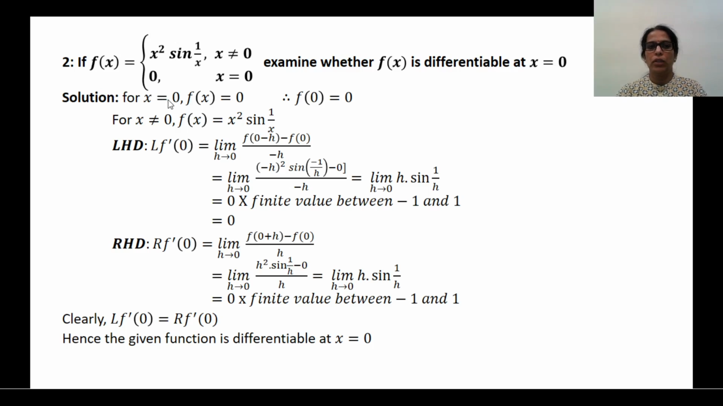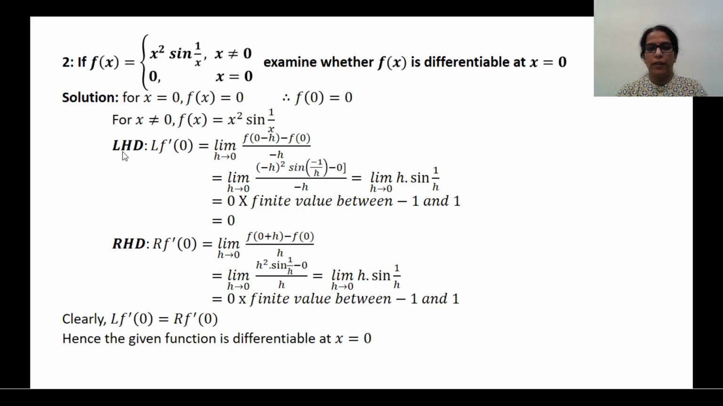So for x equal to 0, what is the function value? For x equal to 0, f of x is 0. That is f of 0 equal to 0. And for all other values of x, that is for x not equal to 0, the function value f of x is nothing but x square into sine 1 by x.